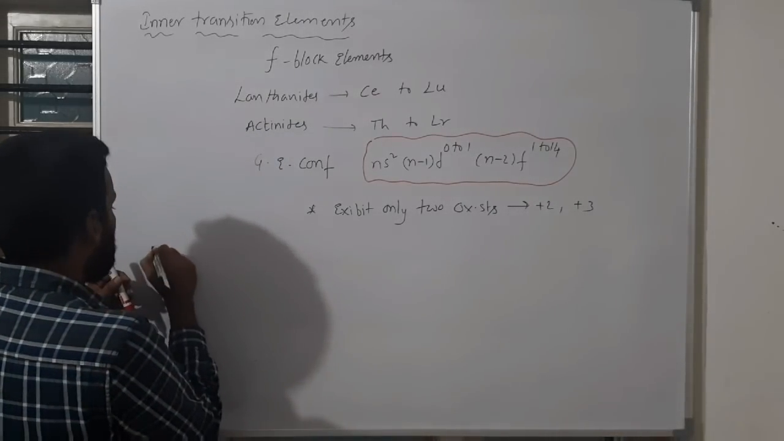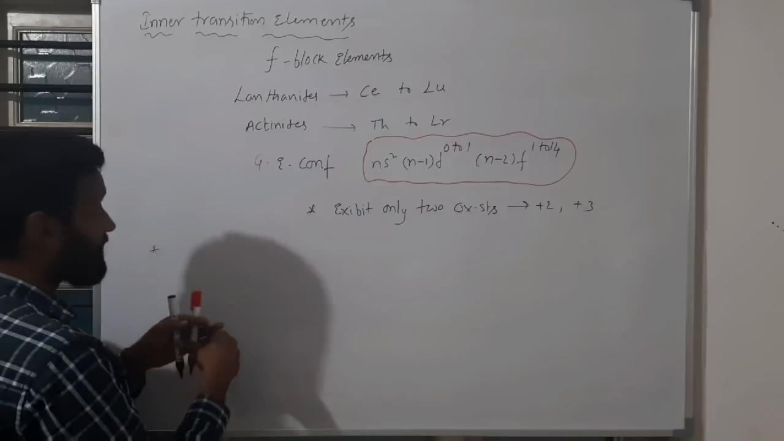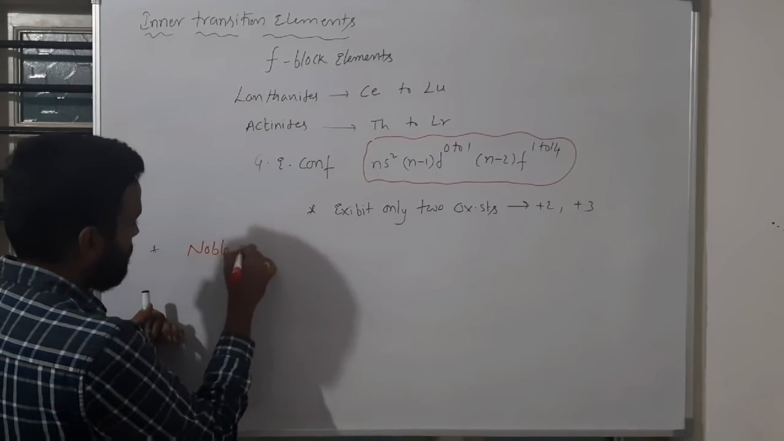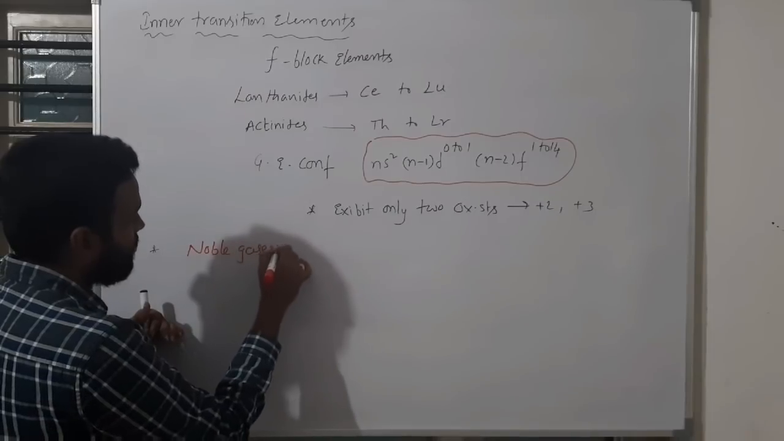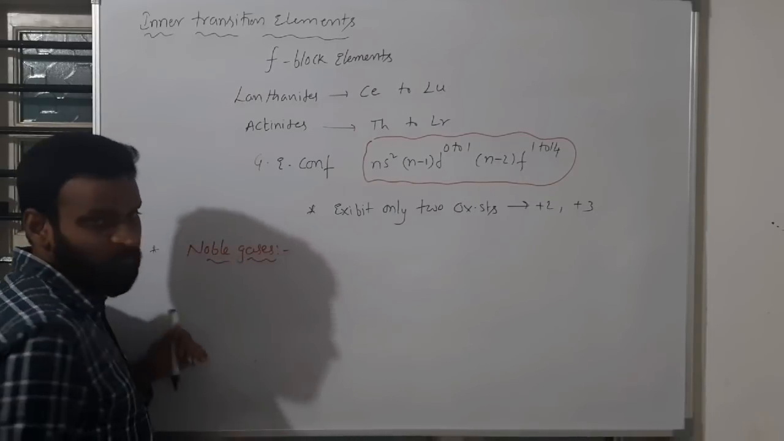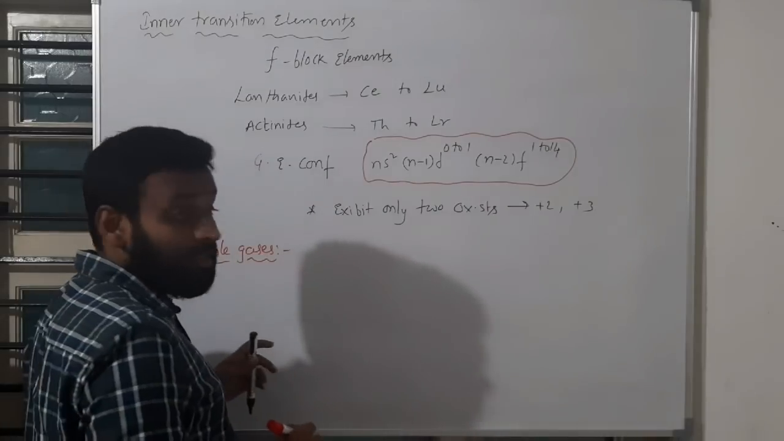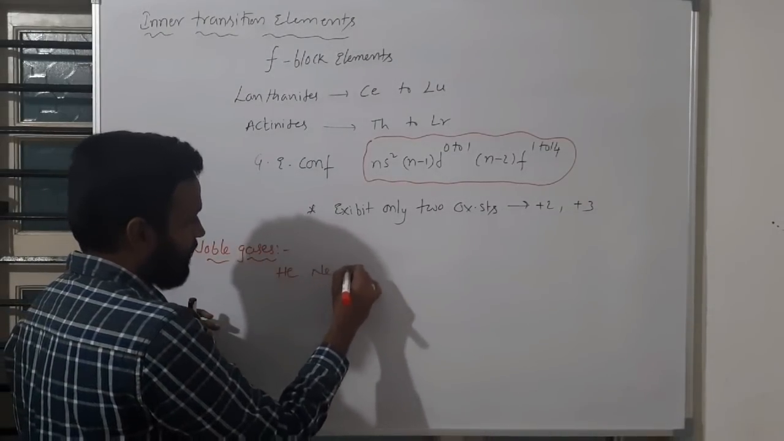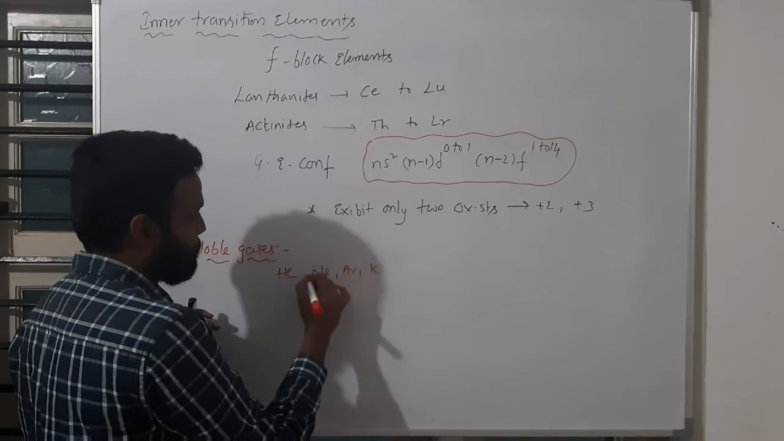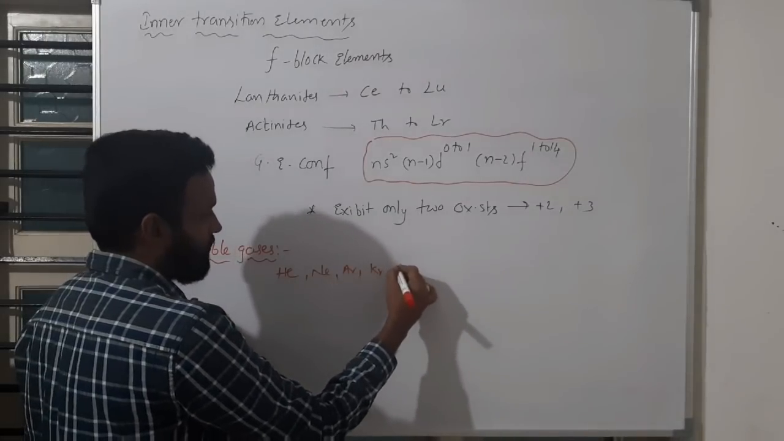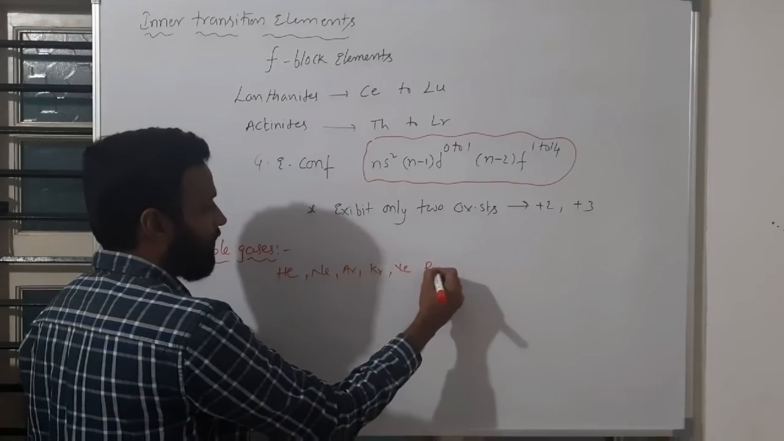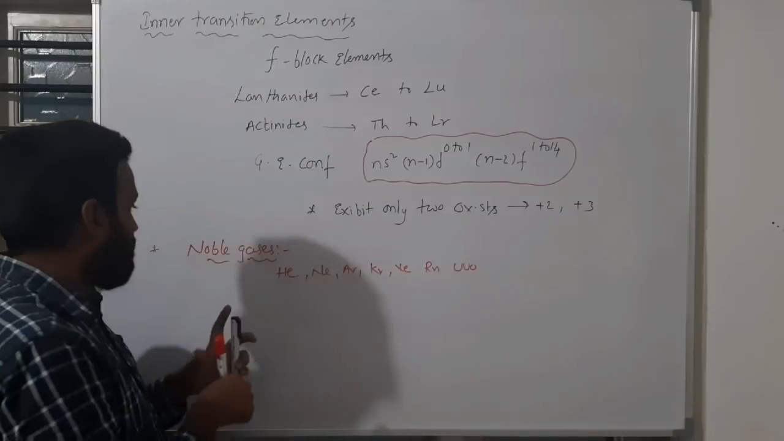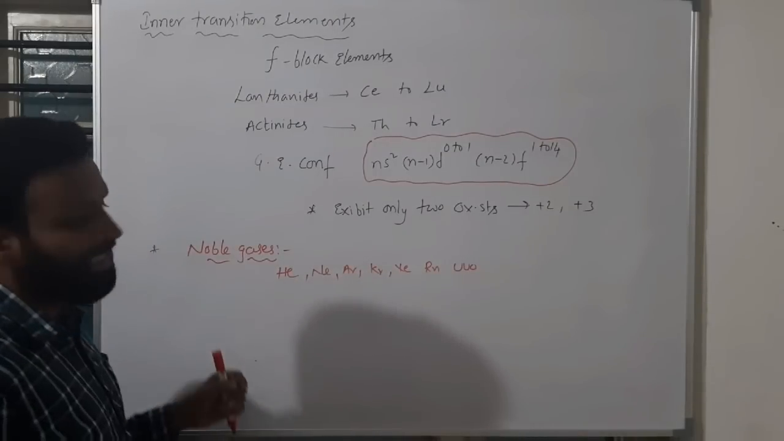Okay. Next one is noble gases, last and final. Who are the noble gases? Noble gases are helium, neon, argon, krypton, xenon and radon, and if you want, oganesson. These are the noble gases.